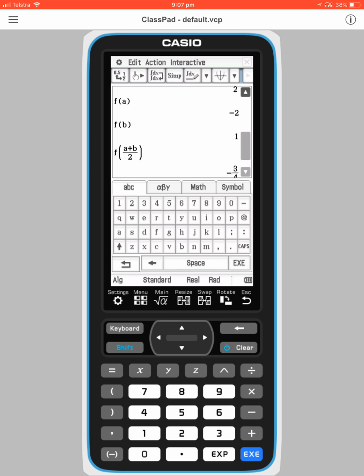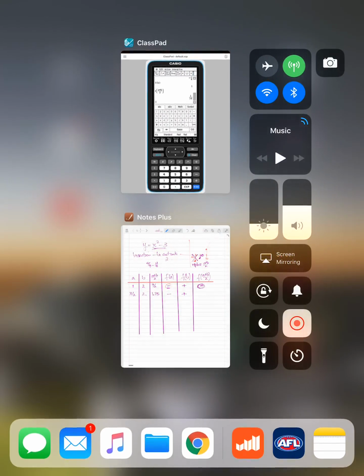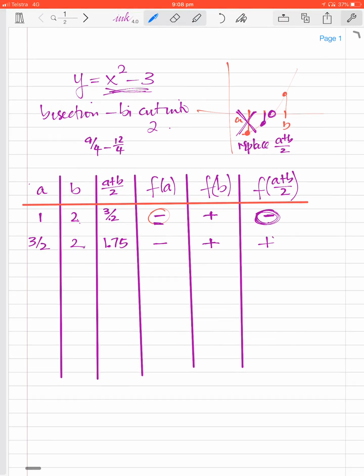Okay, so you can see it was negative the first time. Because it was negative, we replace A with 3 on 2. So we go up to the top, replace A with 3 on 2, so change that to 3 divided by 2. Hit enter, and then it recalculates everything. So I've got A, B, 1.75. F of A is negative, f of B is positive. F of A plus B on 2 is positive.